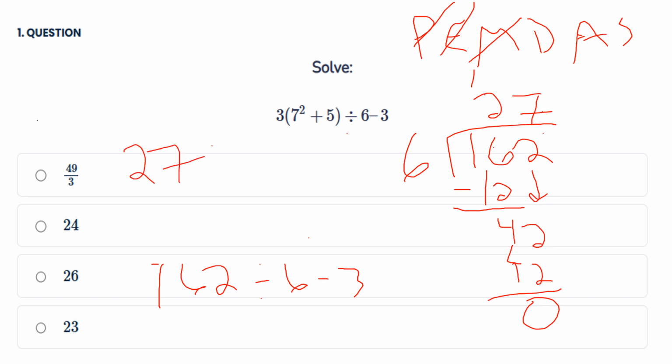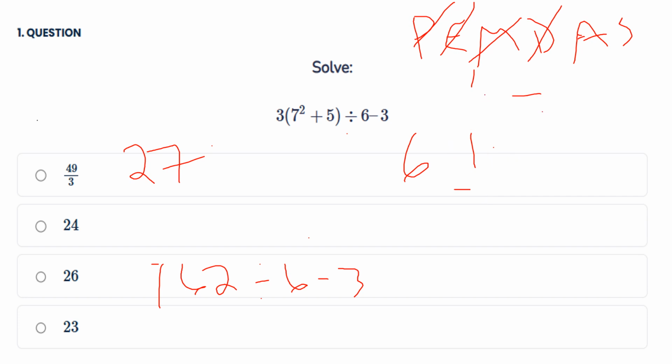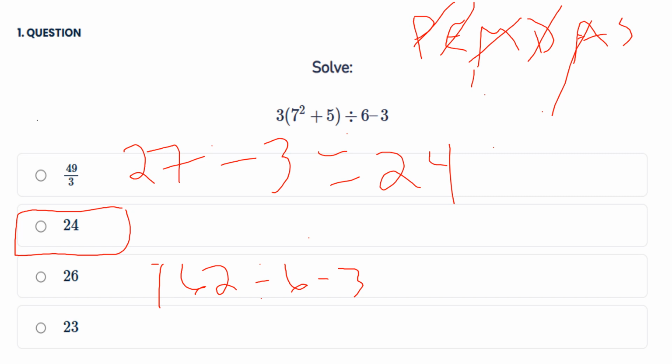So we did our division. The next thing would be addition. There's no addition, but there is some subtraction left. And we have 27 minus 3. So 27 minus 3 is equal to 24. So the answer for this question is 24.